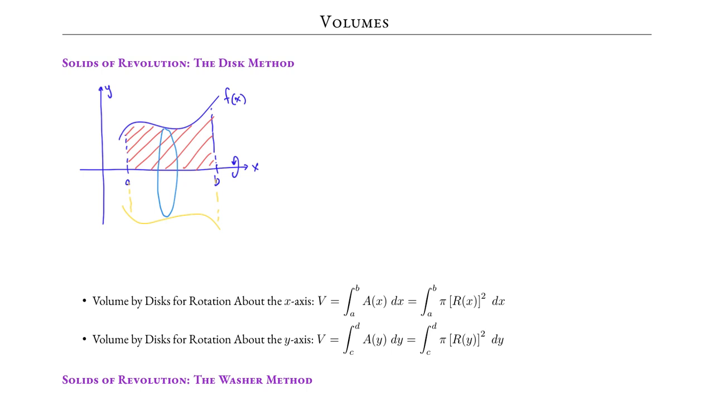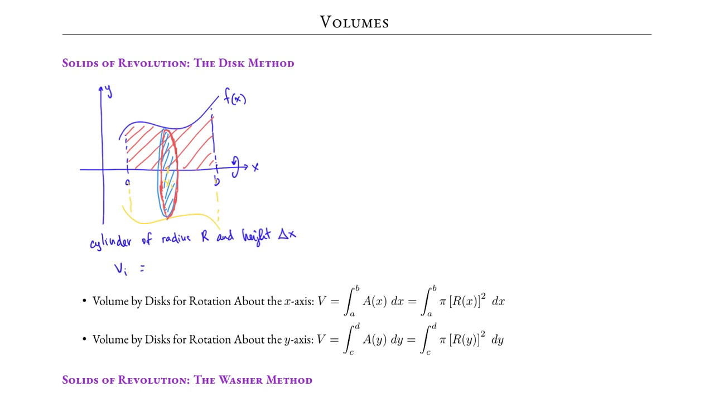The cross-section will be a circular disc, a very thin cylinder with the thickness, or height, delta x, because we slice it perpendicular to the x-axis in this case. The volume of the solid is the total volume of all of these slices. Each of the slices is a cylinder of thickness delta x and radius r, but r is how high the function is, and so r is f of x in this case, and the height is delta x.